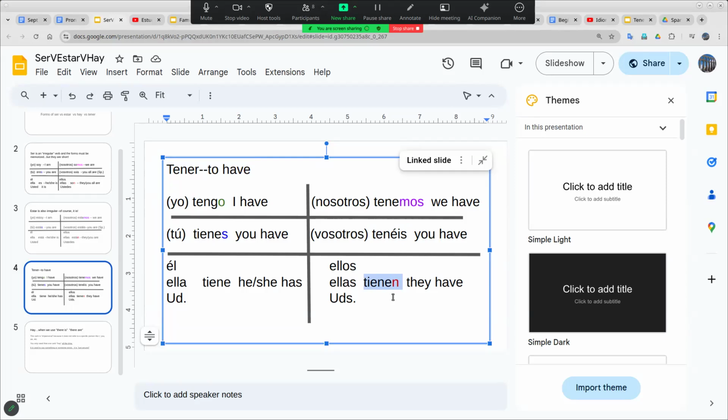So, por ejemplo, for example, if you're thirsty, because here's a survival thing, sometimes you've got to hydrate. And you could be in trouble if you don't hydrate. Tengo sed. I have thirst. Tengo sed. Or somebody asks, are you thirsty? ¿Tienes sed?